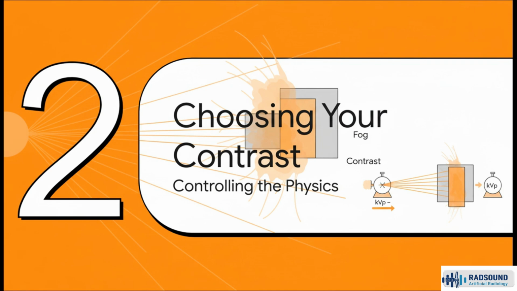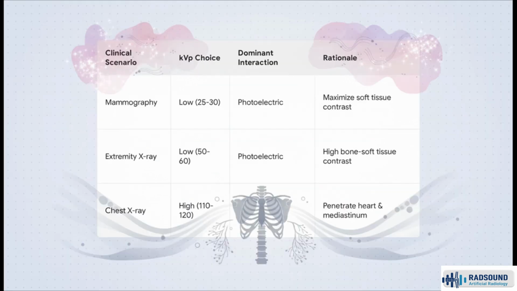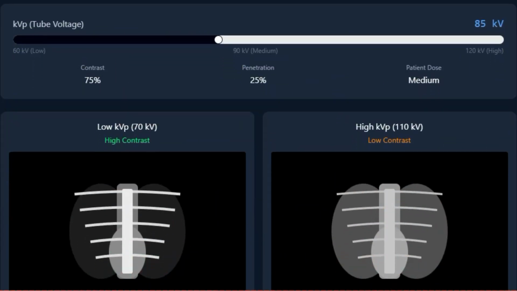Contrast versus fog. So what? Well, here's the cool part. We're not just helpless bystanders. We are actually in control. By choosing our technique, specifically the energy of our X-ray beam, which we measure in kilovolt peak, or kVp, we get to decide which one of these interactions is going to be the dominant player. And this table shows you exactly how we do that in the real world. Take a look at the top. Mammography.